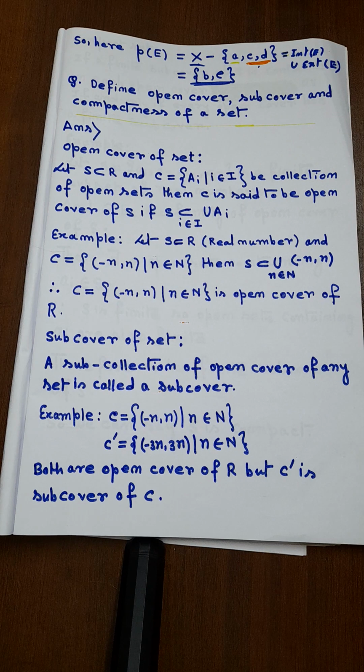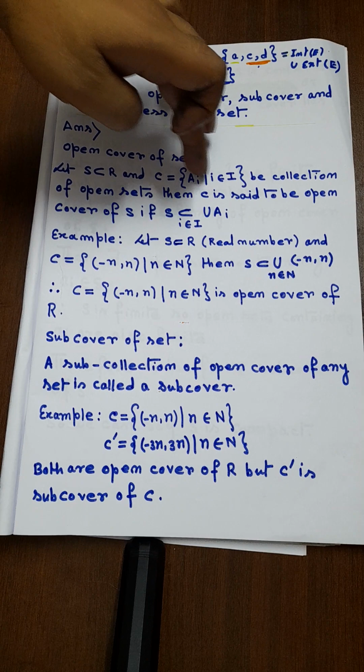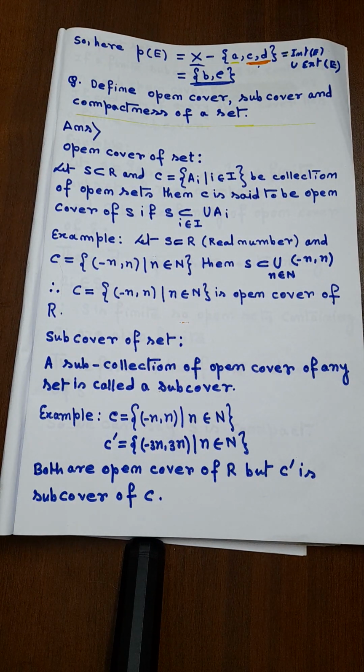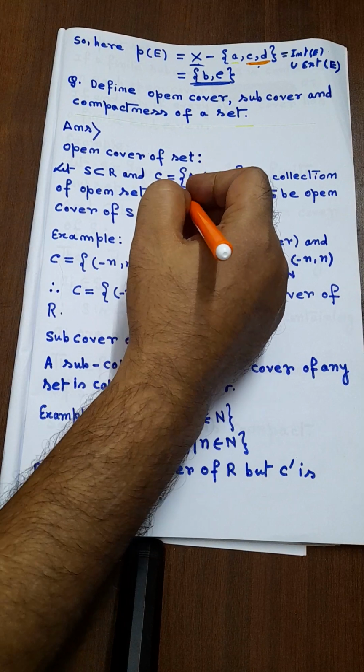Then C is said to be an open cover of S if S is a subset of the union of all these open sets, okay, all the open sets. S is a subset of the union of all the open sets, right? These are the open sets.